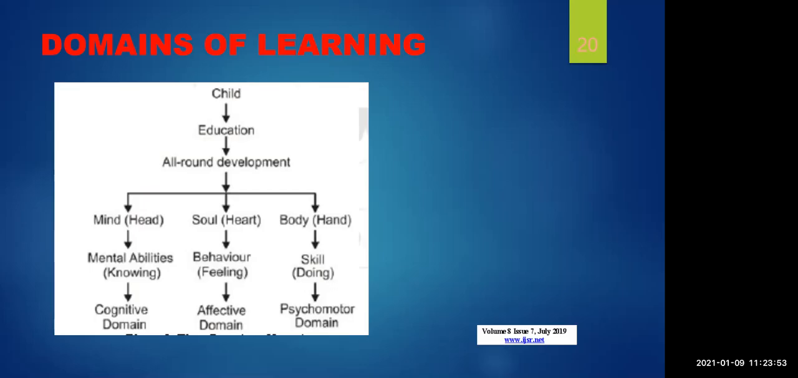Once he gets the knowledge, automatically he will have a behavior. It reaches his mind or soul or heart, and the behavior will change. Feeling will change, and that we call the affective domain in Bloom's taxonomy. The feeling that students or we are feeling is the affective domain. And last, once you have the feelings and affection, immediately you will put it into action. That is a skill. Hand movement is there.